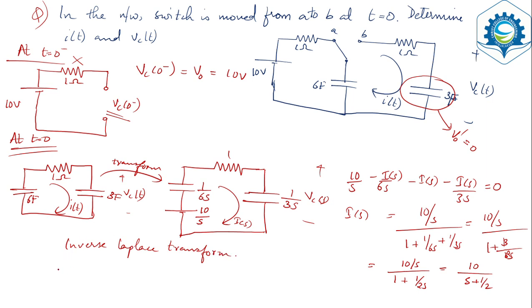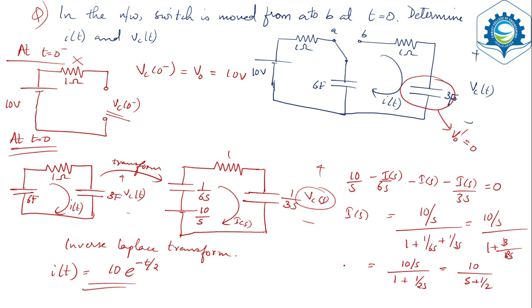If you find out the inverse Laplace transform, it will be I of t is equal to 10, which is a constant, e raised to minus t by 2. Then you also need to find out the voltage Vc of S. How do you find the voltage across a particular element? It is the impedance into the current.